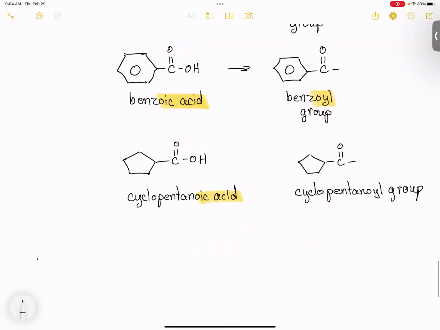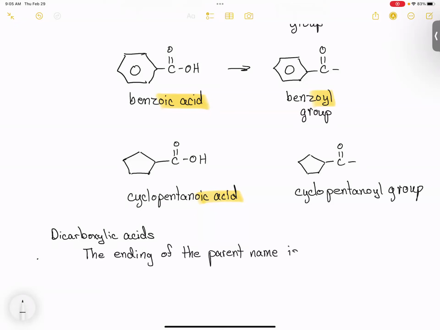Now, the last type of naming I want to do is dicarboxylic acids. Once you get the carboxylic acids down, folks, the esters and amides are not near as difficult, because carboxylic acid is the parent name. Basically, if you have a dicarboxylic acid, then the ending of the parent name is "dioic acid."